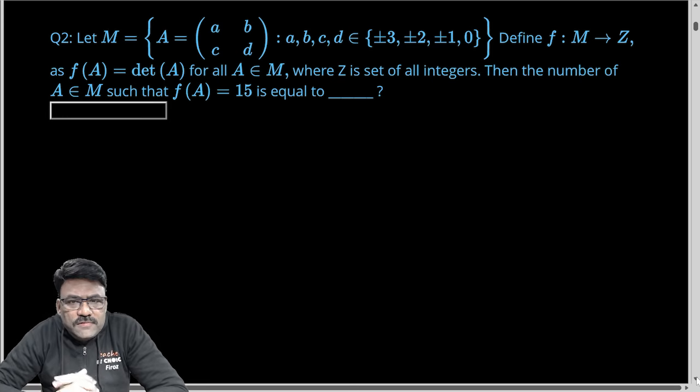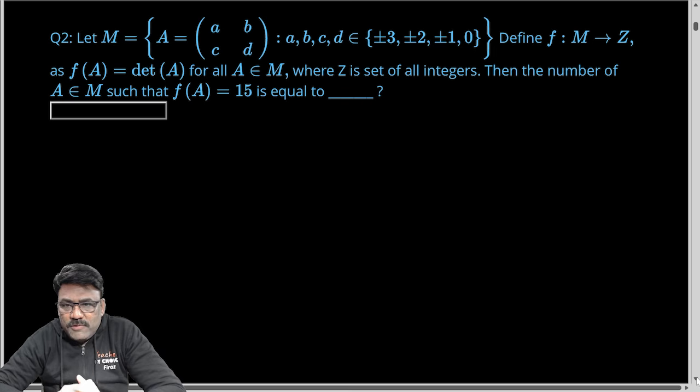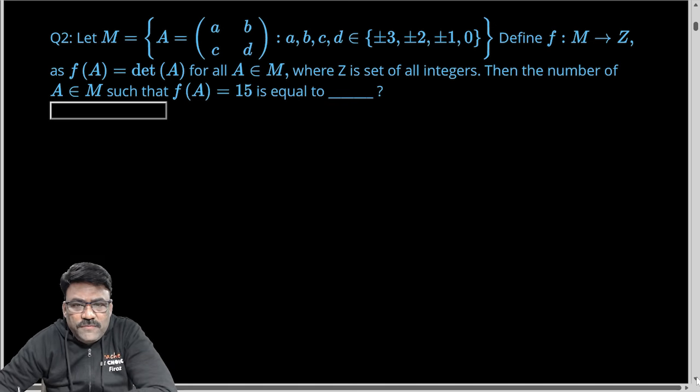Okay, see this question. This question is based on matrices, permutations, combinations, and a little bit of function. So matrix A is given, a second order matrix with entries a, b, c, d, and each element is taken from this set. Means for each element you have the possibilities plus minus 3, plus minus 2, plus minus 1, and 0. And a function is defined from this set M to the set Z such that f(A) denotes the determinant of A. So if f(A) is 15, then find the number of matrices A.